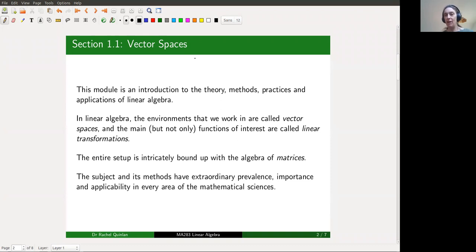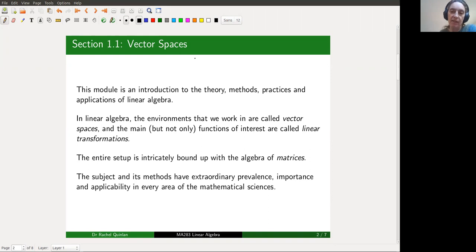In linear algebra also, we're working within particular structures and environments that are conducive to the principles and themes of linear algebra. Basically those environments are known as vector spaces. Our goal in today's first lecture is to become familiar with the concept of a vector space and with the examples of vector spaces that we already know, and to learn a little bit of the language of the subject.